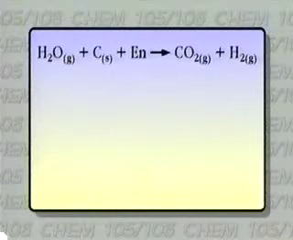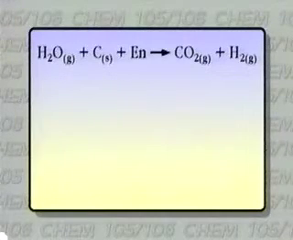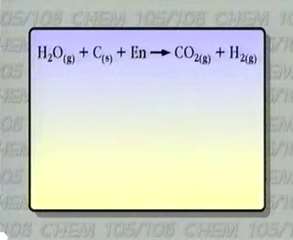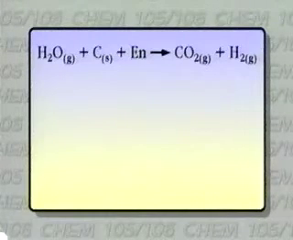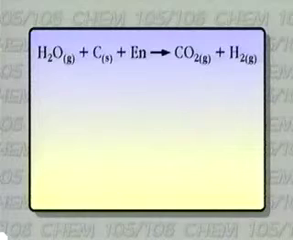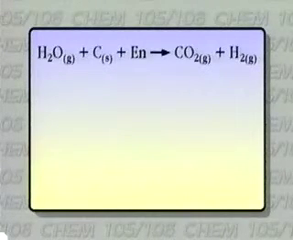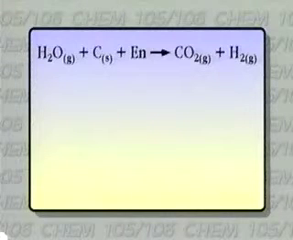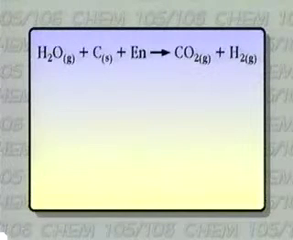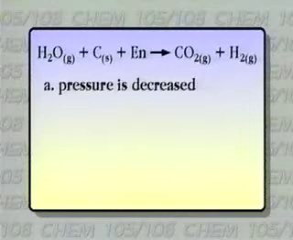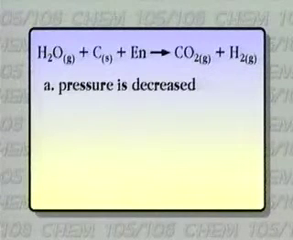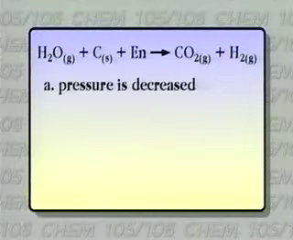This is the reaction between gaseous water, as we can see here, with solid carbon, in an endothermic process. We're putting energy in to get the reaction to occur, and we produce carbon dioxide and hydrogen gas. The question is, what would happen to the equilibrium if I were to decrease the applied pressure?